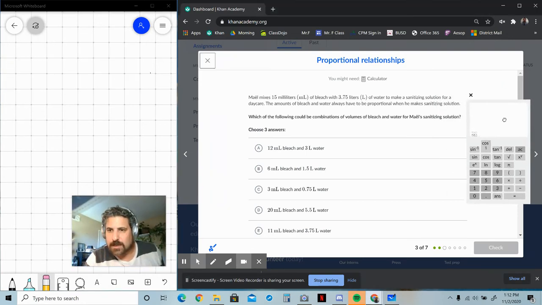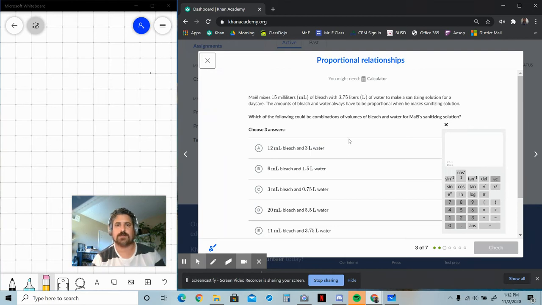Okay, so this one says Mile mixes 15 milliliters of bleach with 3.75 liters of water to make a sanitizing solution for daycare. The amounts of bleach and water have to be proportional when he makes sanitizing solutions. Which of the following could be combinations of volumes of bleach and water for Mile's sanitizing solution? So basically you want that ratio to stay the same.